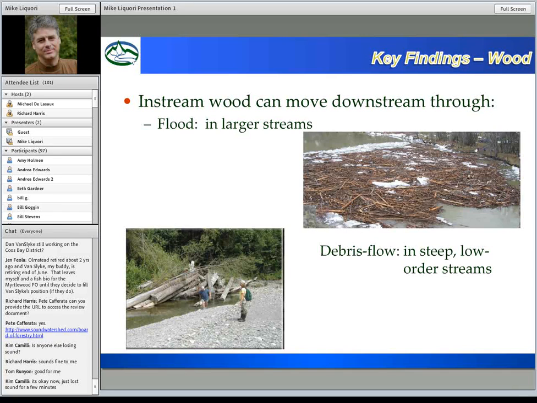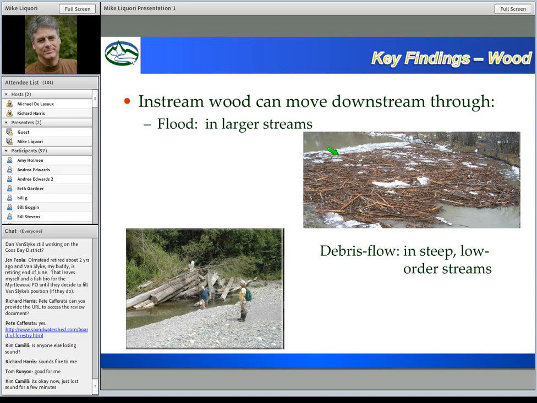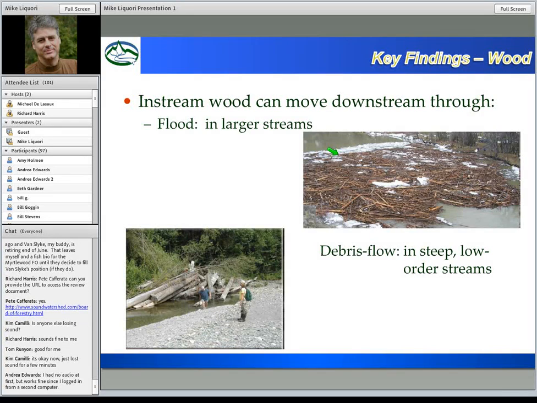As I mentioned, wood in-stream can move downstream through floods in larger systems, and here's an example of some wood that's accumulating in the river environment. There were reports in the Pacific Northwest by some of the first explorers there, where they found 1.5 to 2 mile long wood jams that were choking some of the major rivers in the Pacific Northwest. And there's some thinking that that was one of the reasons that area had such great habitat at some point.